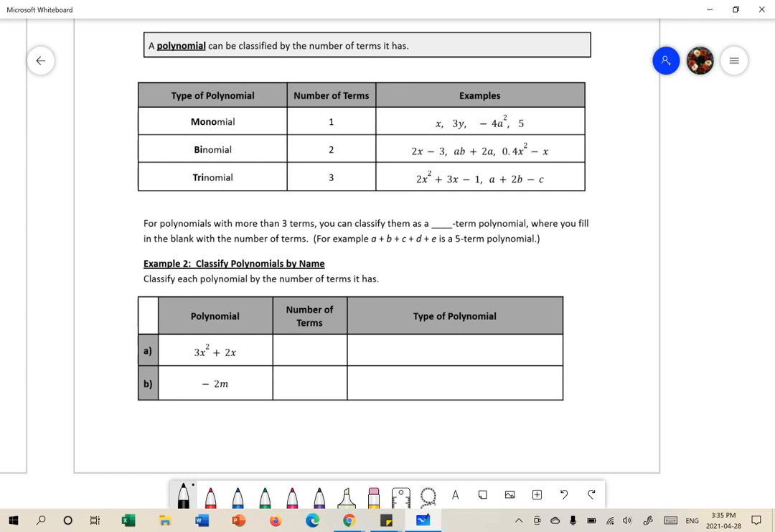A binomial means 2. There are some examples there that show you that each expression contains 2 terms. We call them binomials. And a trinomial has 3 terms. And again, there are 2 examples there showing you what 3 terms look like.